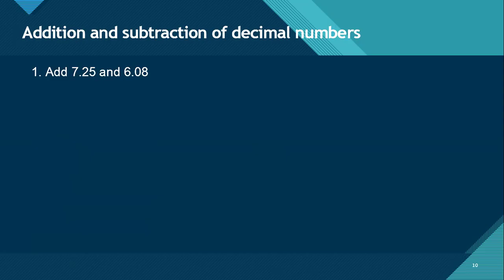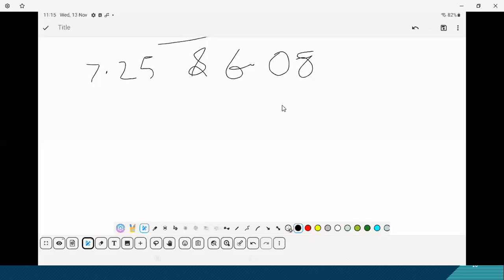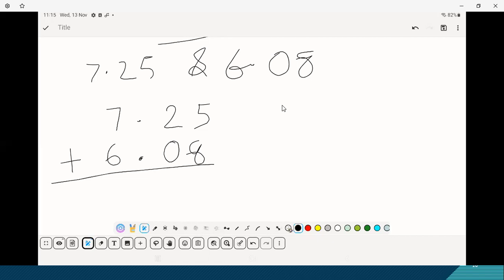So let's quickly move to the whiteboard. Now we will simply write 7.25. Below the 7.25, we have to write 6.08. So point below the point, and after the point, you have to write the numbers as I am writing. Okay. And then simply we have to add the numbers.